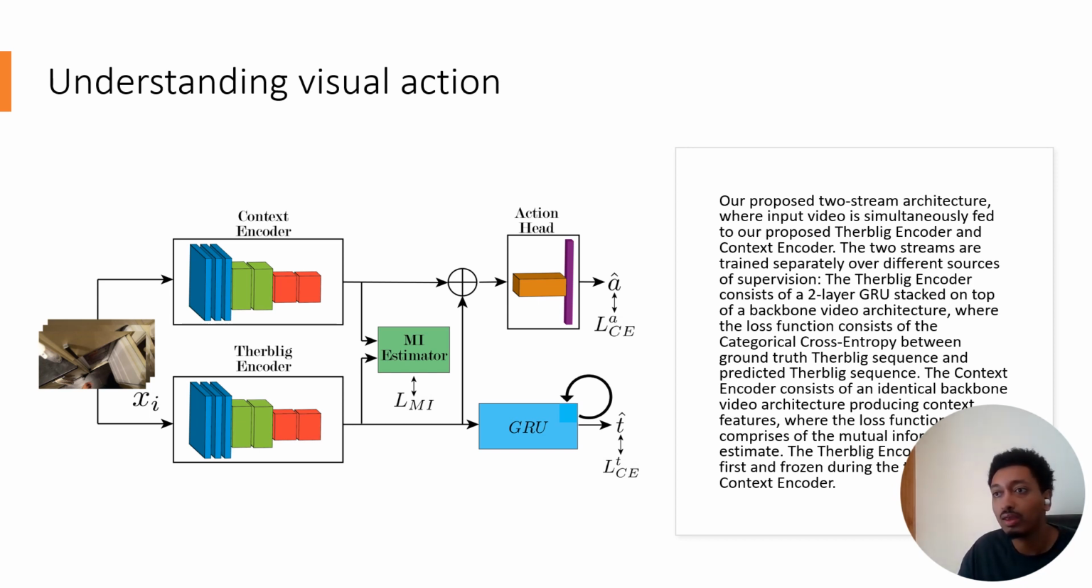is trained first. After finishing training the Therbligs encoder, we begin to train the context encoder by training it against the representations produced by the Therbligs encoder using the LMI term, and also including the cross entropy of the action logits provided by the Epic Kitchens dataset and the 50 Salads dataset. So the final action prediction is arrived at by summing Therbligs representations and context representations at the very end.